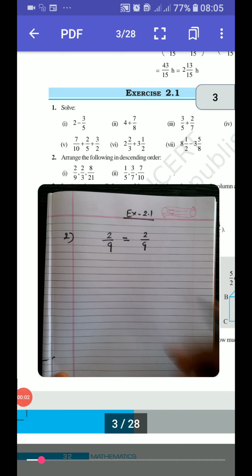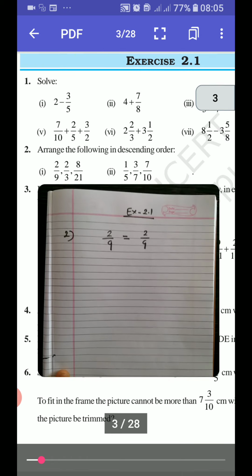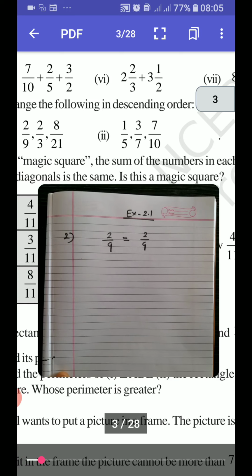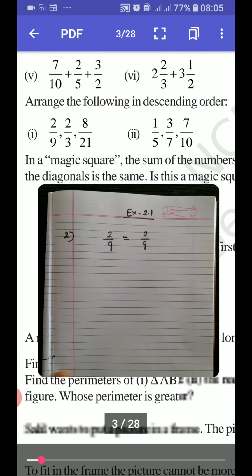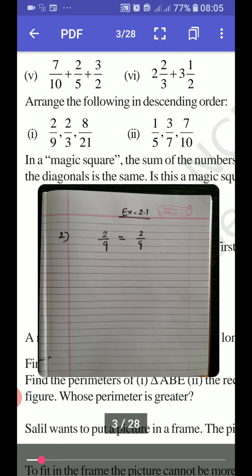Now come to question number two. In question number two, we have to arrange the following in descending order. The fractions are 2 upon 9, 2 upon 3 and 8 upon 21. Before arranging in descending order, we need to convert these fractions into like fractions. Like fractions means fractions whose denominators are the same are called like fractions.